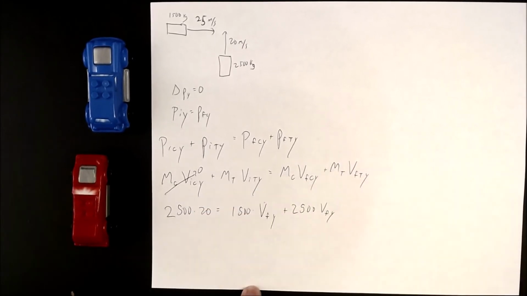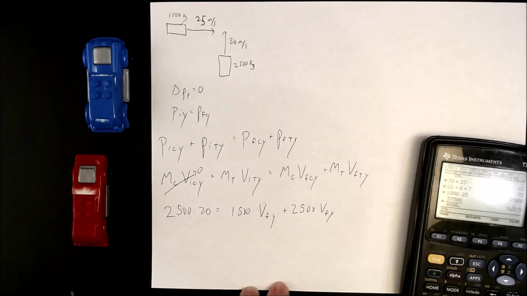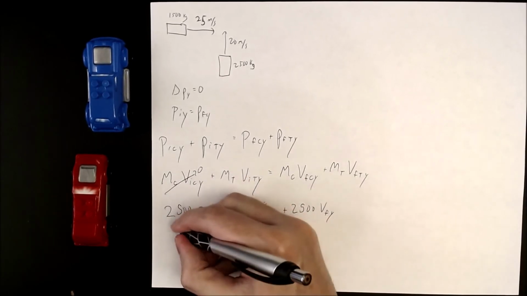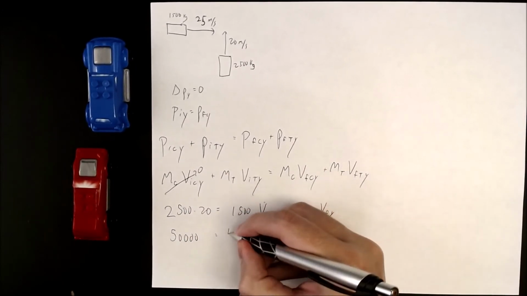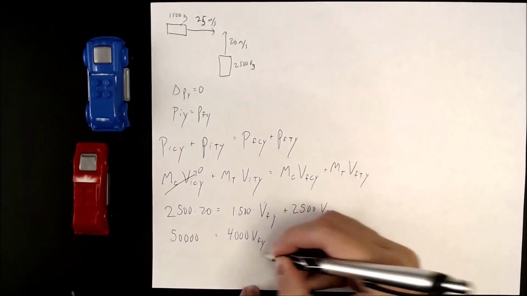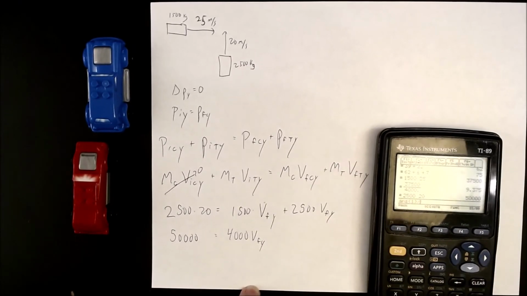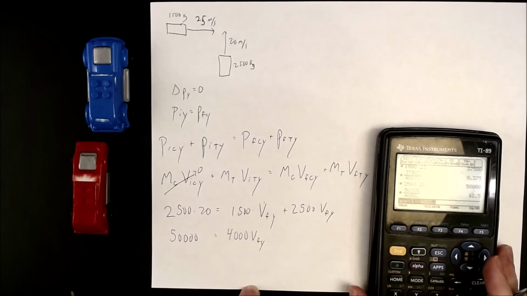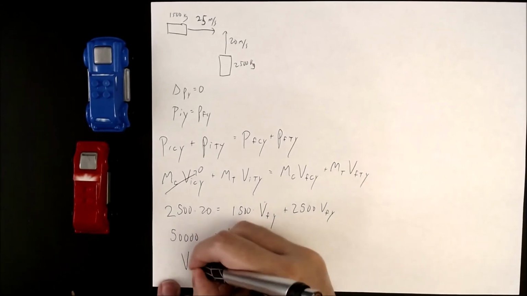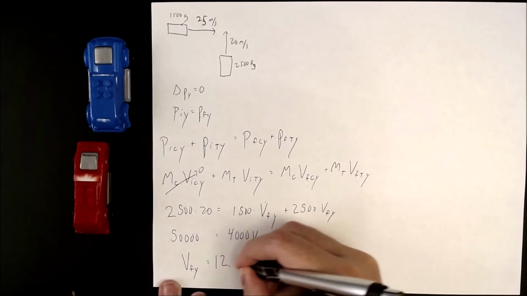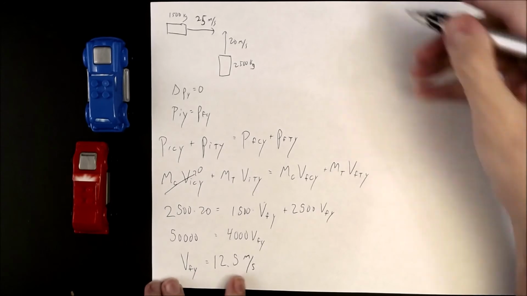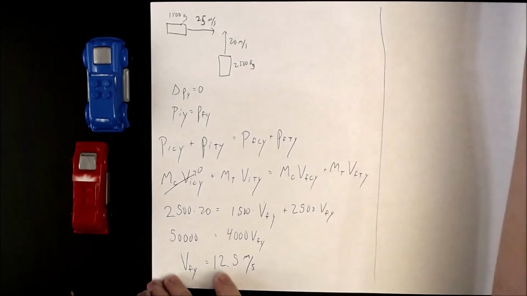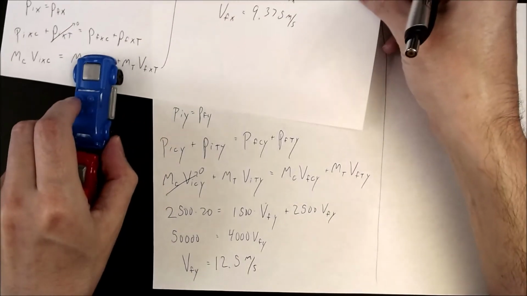Therefore, 2,500 times 20 is equal to 50,000. 50,000 is equal to 4,000 velocity final y. We can divide that by 4,000 and get 12.5 meters per second. Velocity final y is 12.5 meters per second. Well, does that give us everything? Does that actually solve this problem?